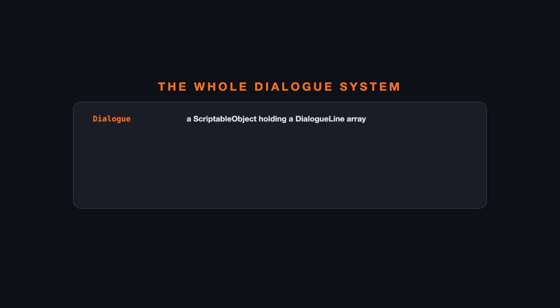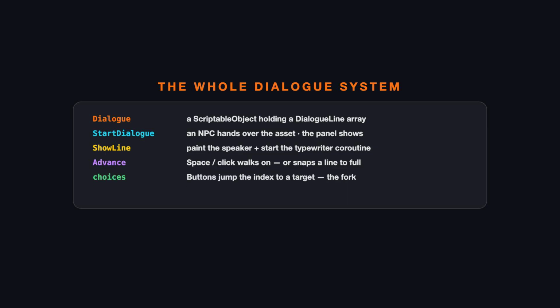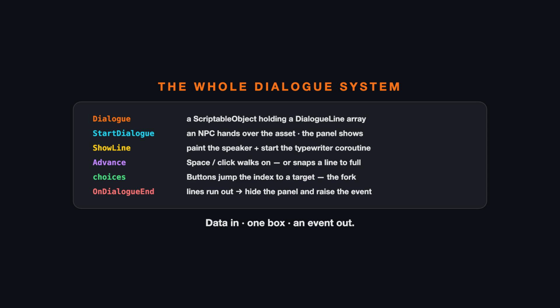Let's put the whole thing back together. Your lines live in data, a Dialogue ScriptableObject holding an array of DialogueLine. An NPC calls StartDialogue and hands over that asset. ShowLine paints the current speaker and starts the typewriter coroutine. The player presses space or clicks, and Advance walks to the next line, or snaps a still-typing line to full first. When a line has choices, buttons appear and jump the index to a branch. And when the lines run out, EndDialogue hides the panel and raises OnDialogueEnd. Data in, one box, an event out.